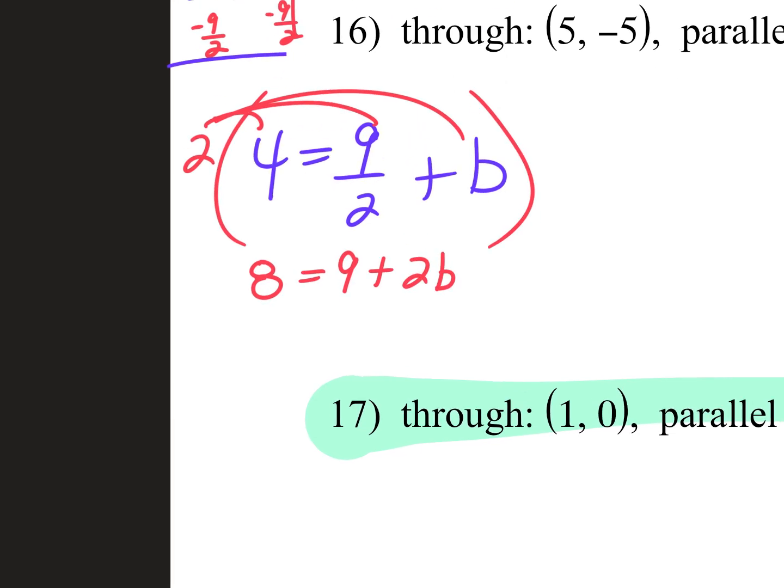How do you get b all by itself? What's the first thing you would do? Subtract the 9. So you get negative 1 equals 2b. And then what? Divide by 2. b equals what? Negative 1/2.